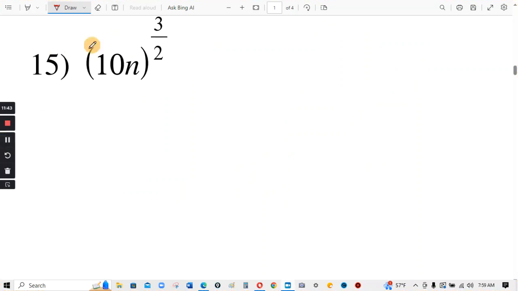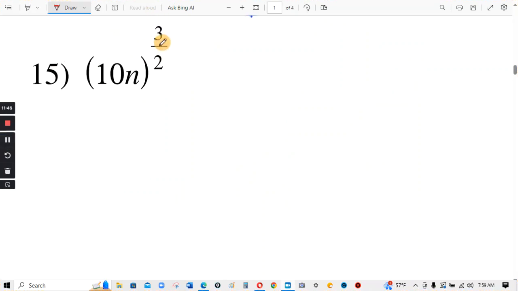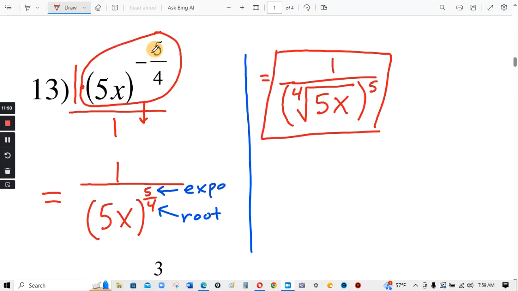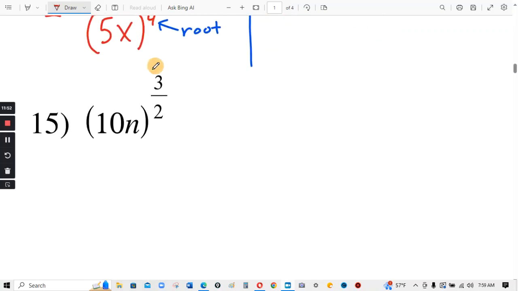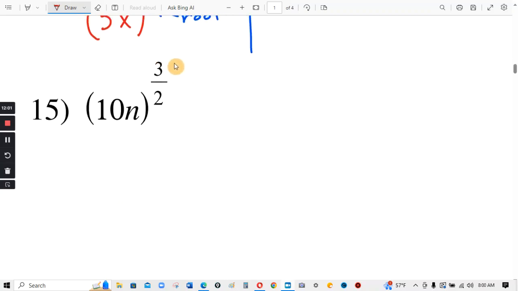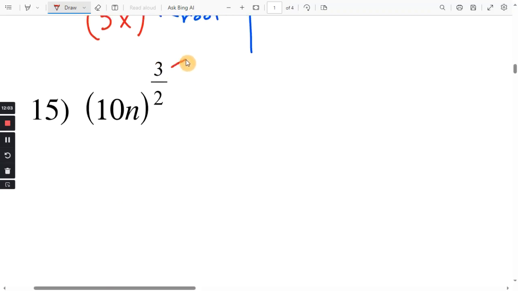All right, why don't you pause and try number 15. And it's actually less work because you don't have to make the exponent positive. It's already positive. So see if you can do 15. All right, so we said the numerator is going to be your exponent, and your denominator is going to be your root. All right, so pretty simple.